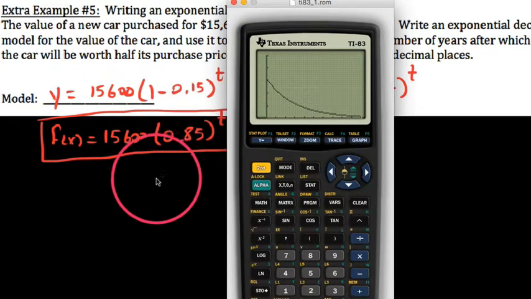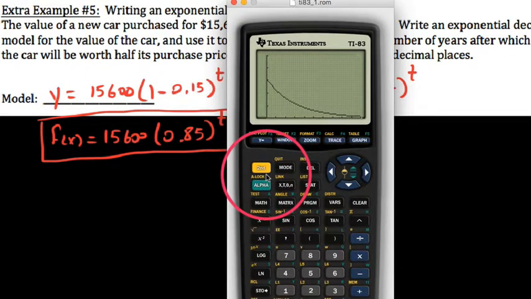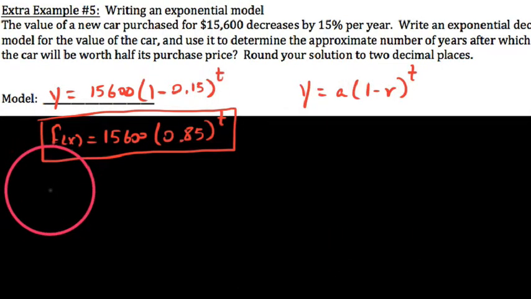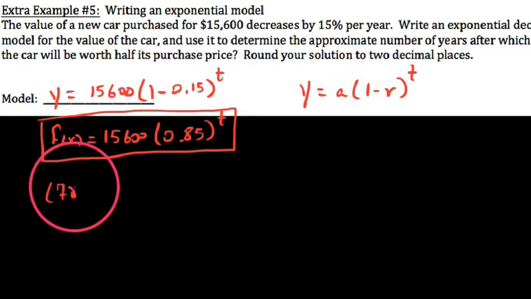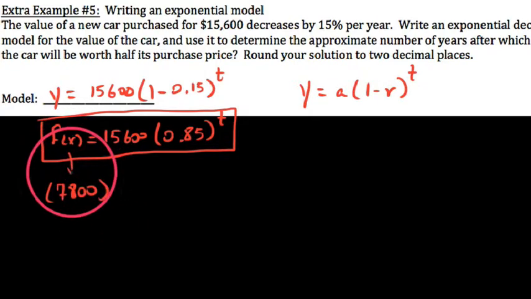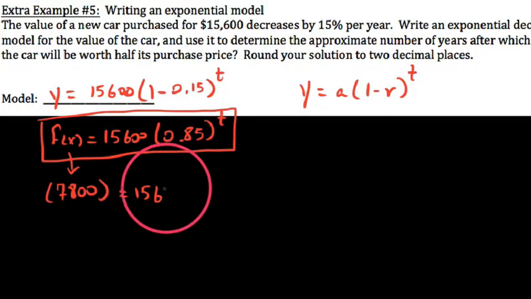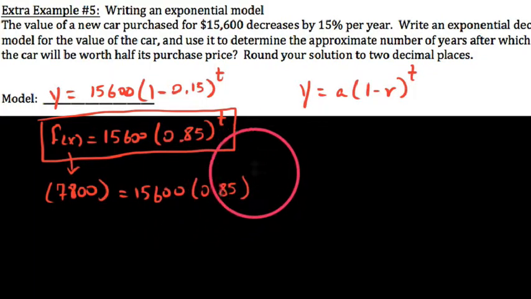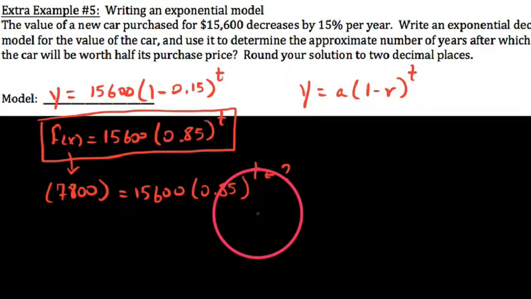But at the same time, we're asking when will it be half of its original price. So I'm going to hit second mode here, which just takes us to this word quit. And we're going to take half of 15,600, divided by 2, 7,800. And what we're really going to ask is, if the value were 7,800, then if we started at 15,600 with this kind of a decay factor, what would the time have been equal to?